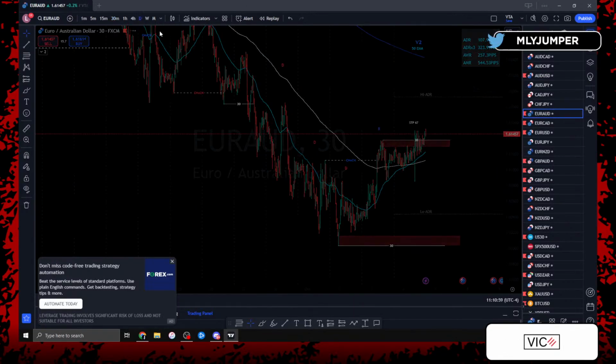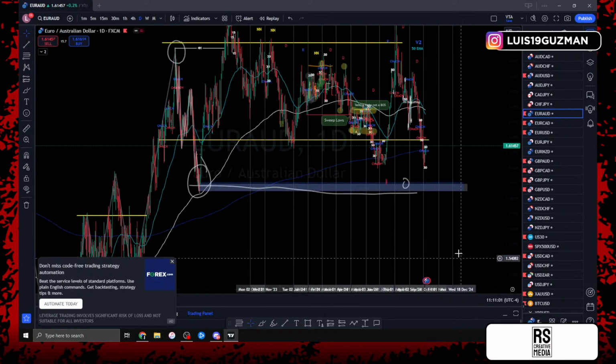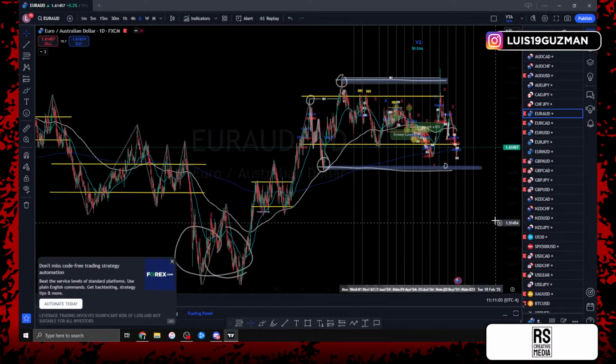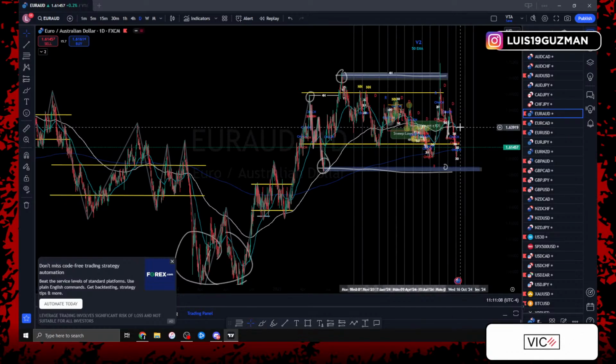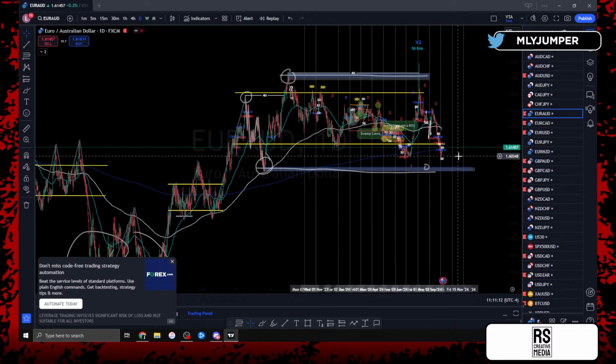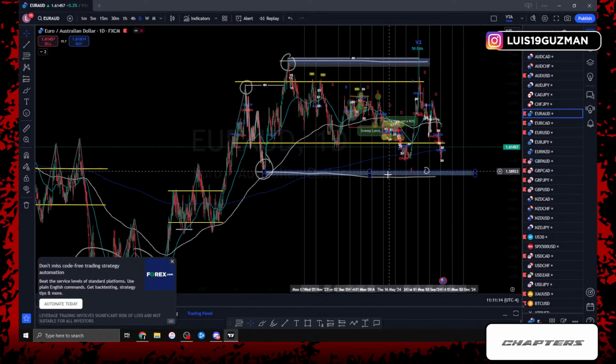Euro AUD. Daily time frame, we're in V2. We're in that second zone of consolidation, looking for that third push to the top side. Similar to AU, just opposite. Right, we're in an uptrend for this one. We're at the bottom of the zone of consolidation. This is where we'll be looking for that safety trade.